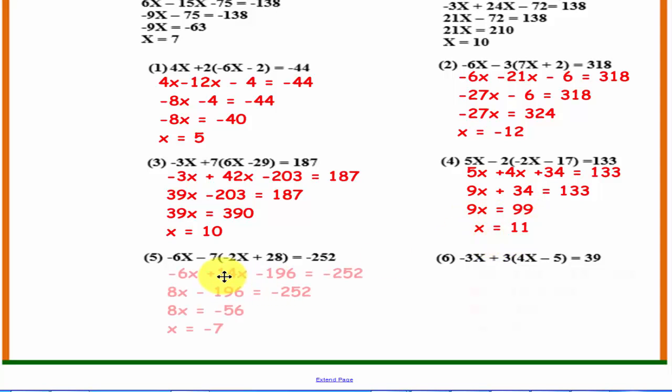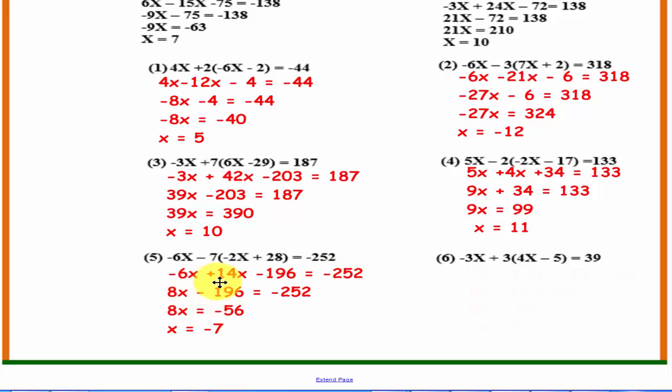Let's look at number 5. On number 5, we have negative 6x minus 7 times the quantity 2x plus 28 equals negative 252. So we have negative 6x, however we have negative 7 times negative 2x, which is a positive 14x, and negative 7 times a positive 28 is a negative 196 equals negative 252.